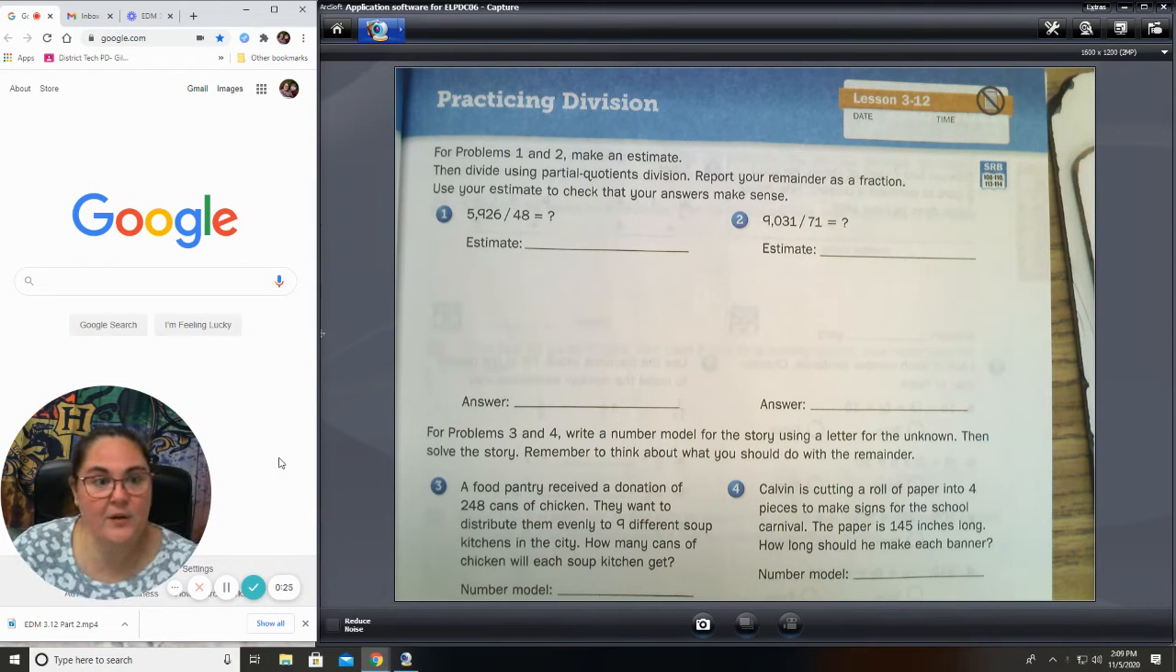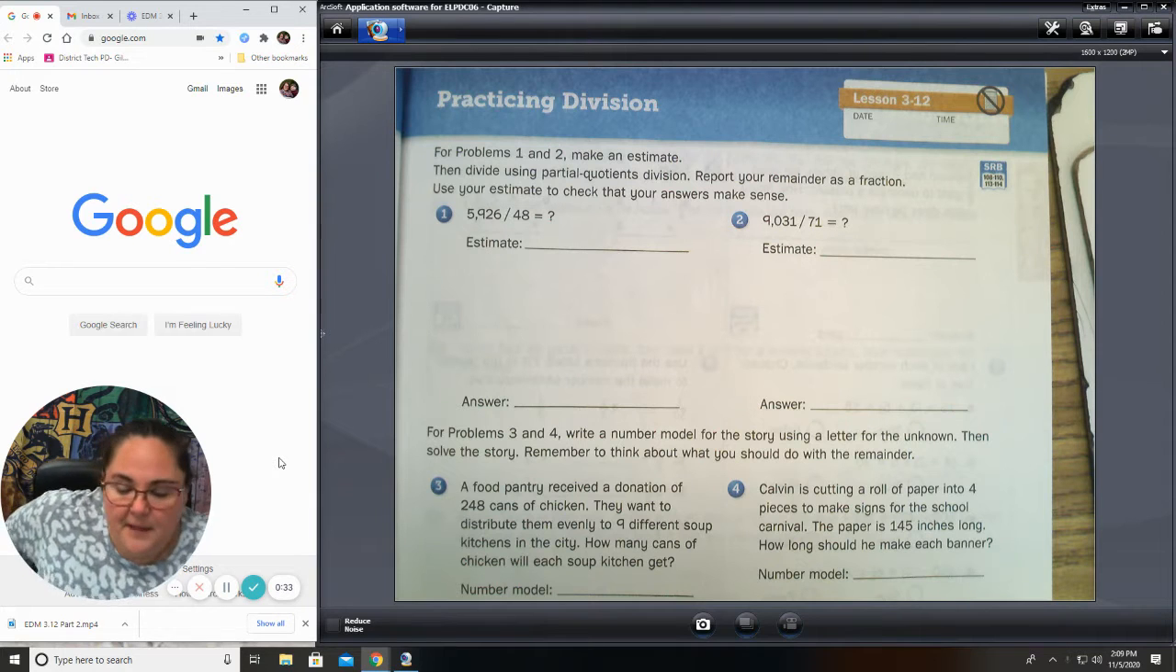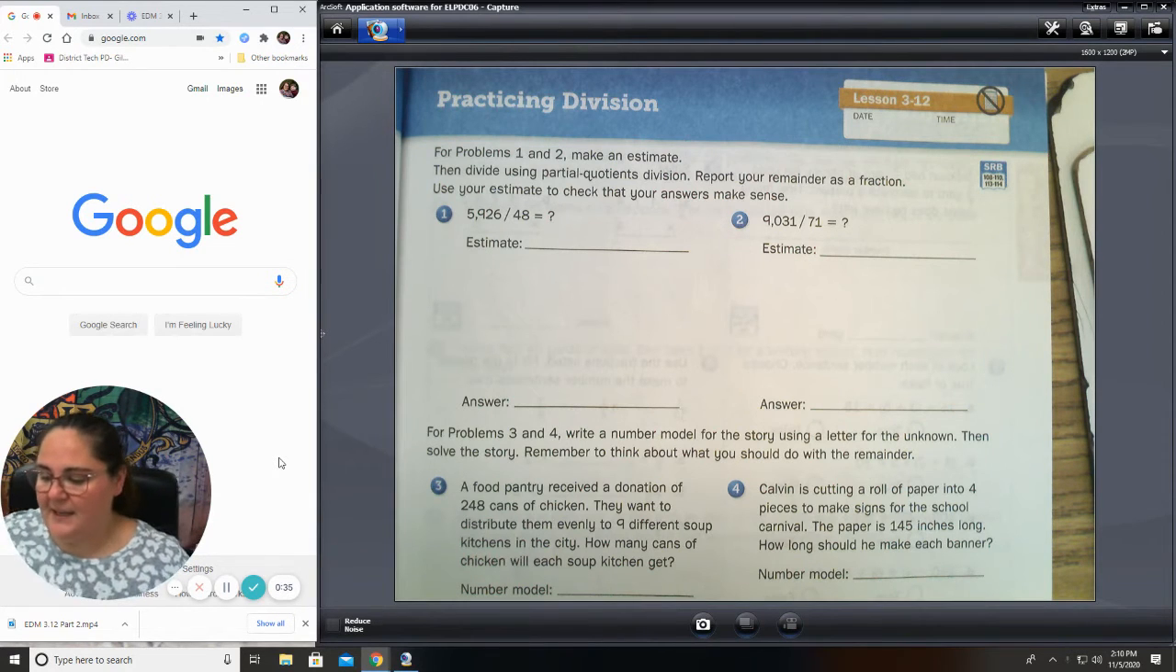That is something that you're going to do quite a bit. So today, we're going to actually take the next little while, and we're going to do the next few questions. So we're going to do problems 1 through 5 on page 103. So Math Journal, page 103, here we go. It says, for problems 1 and 2, make an estimate, then divide using partial quotients division. Report your remainder as a fraction. Then use your estimate to check your answers.